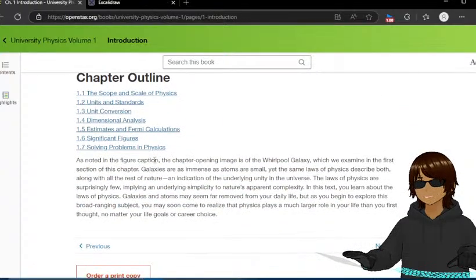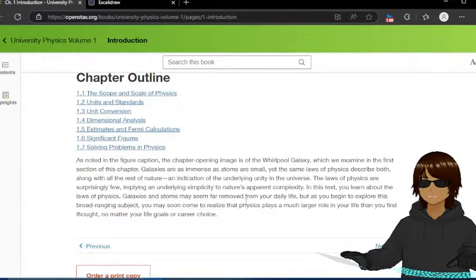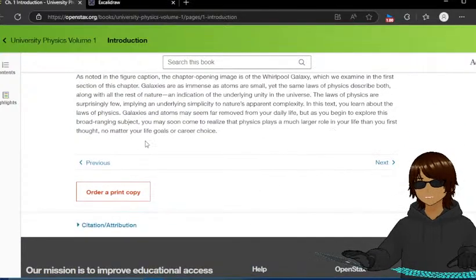As noted in the figure caption, the chapter opening image is of the Whirlpool galaxy, which we examine in the first section of this chapter. Galaxies are as immense as atoms are small, yet the same laws of physics describe both, along with the rest of nature, an indication of the underlying unity in the universe. The laws of physics are surprisingly few, implying an underlying simplicity of nature's apparent complexity. In this text, you will learn about the laws of physics. Galaxies and atoms may seem far removed from your daily life, but as you begin to explore this broad ranging subject, you may soon come to realize that physics plays a much larger role in your life than you first thought, no matter your life goals.